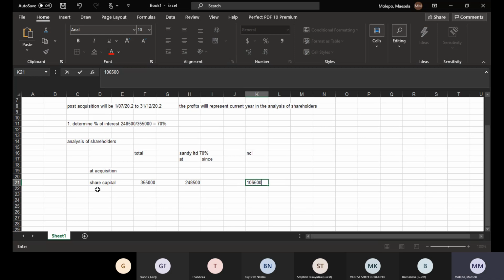And then with retained earnings, we were told that the retained earnings on 1 January 2002 is 120. So this will be the opening balance. The retained earnings on that date, as per the pre-adjustment trial balance, was 120. We do our apportionment based on the 70% capacity, which is 84,000, and our NCI at 30% will be 36.